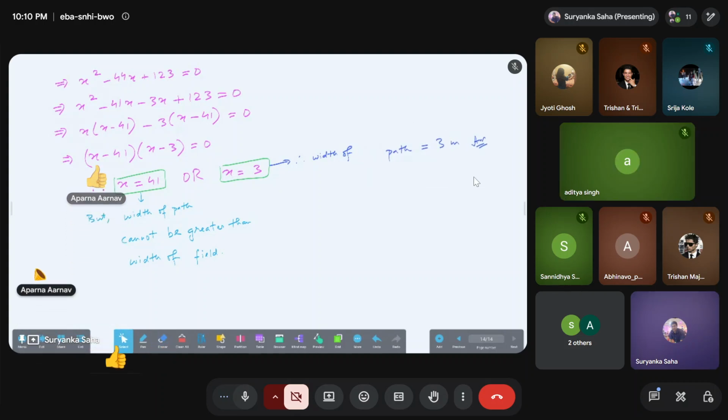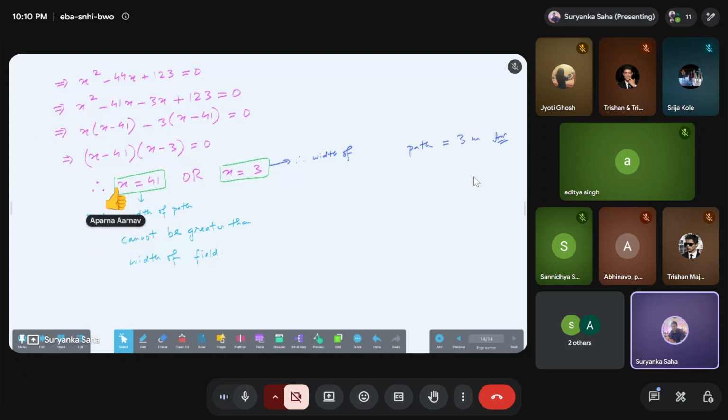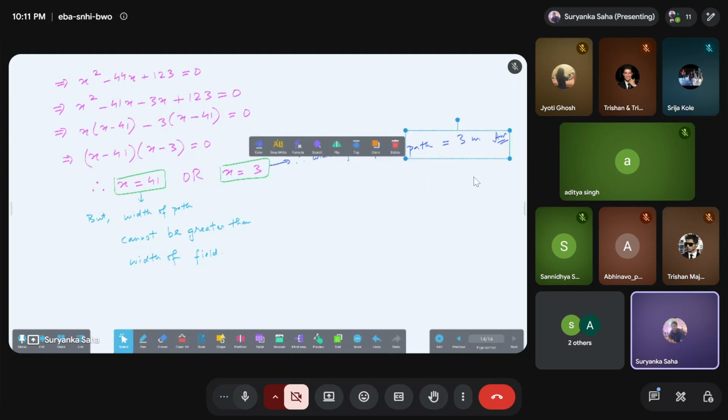Yes, sir. Okay. Footpath is this one. Chalo.